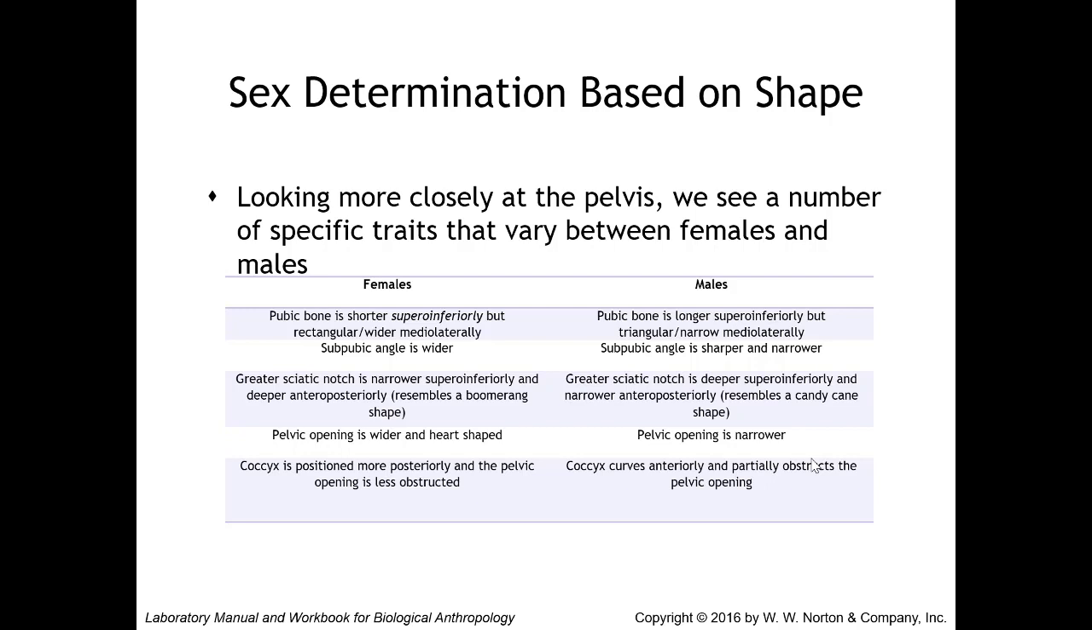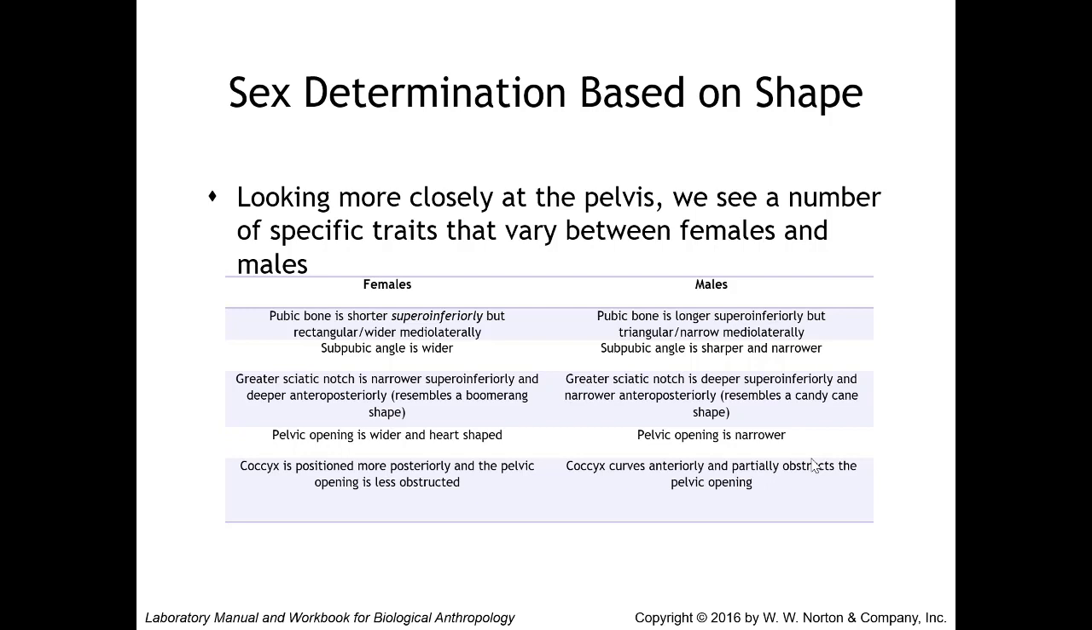And I have pictures of side-by-side pelvises so you can see the difference. In females, our pelvic opening is wider and heart-shaped. In males, it is more narrow. So the pelvic opening is narrow. And lastly, the coccyx. The coccyx in females is positioned more posteriorly, and the pelvic opening is less obstructed. So it's positioned more backwards, essentially. Not backwards, but pushed back. And then in males, the coccyx will curve anteriorly and partially obstruct the pelvic opening.